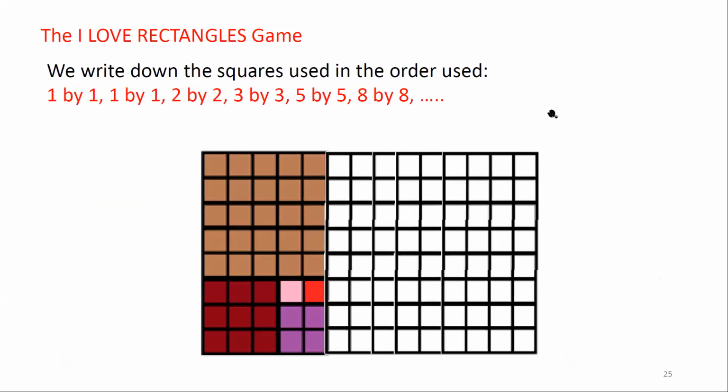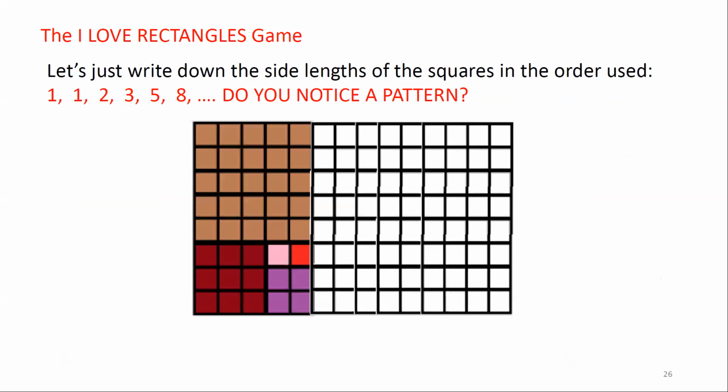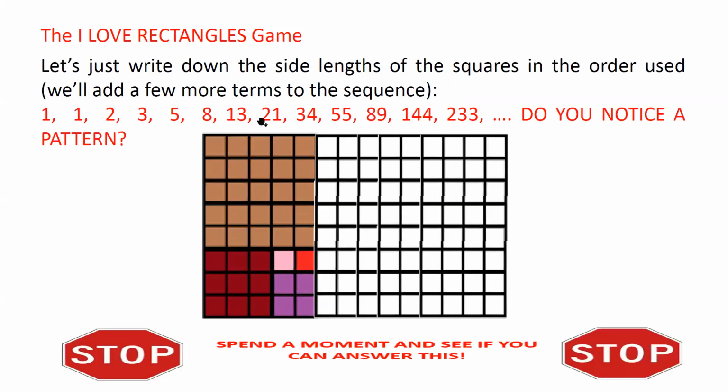So let's look at the sequence of squares we use. We used the 1 by 1, then another 1 by 1, then a 2 by 2, a 3 by 3, a 5 by 5, an 8 by 8, and so on. If we just look at the lengths of the squares, it's a 1, a 2, a 3, a 5, an 8. Do you notice a pattern? Well, this is an 8 by 13. What's the next one we're going to add? 13. And the next few terms in the pattern would be 13, then 21, 34, 55, 89, 144, 233, 377.